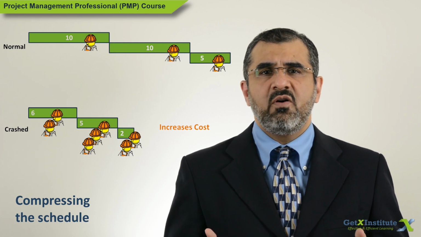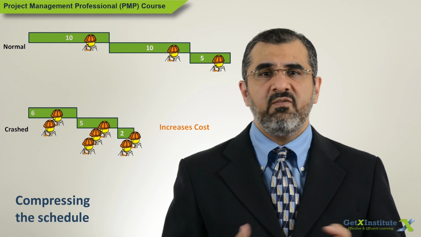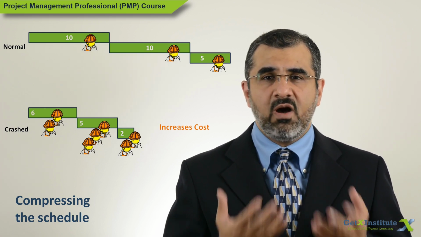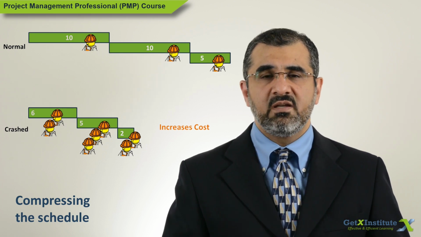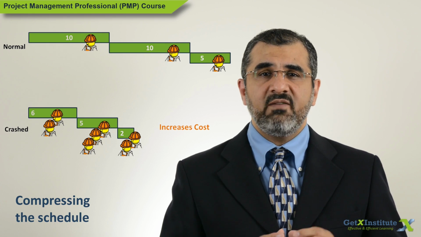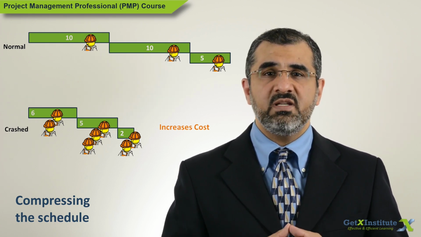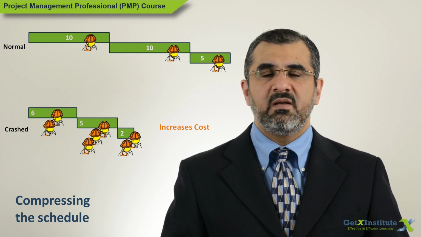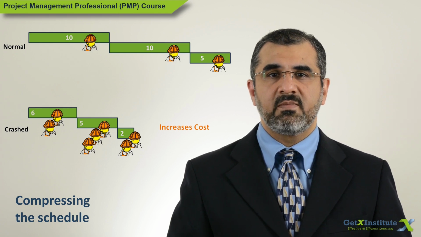What is the value of crashing an activity that already has float available? It will increase the float without any impact on the critical path. So always crash critical activities first. It is possible that when critical activities are crashed, some non-critical activities may become critical. If further crashing is needed, then those can be crashed.